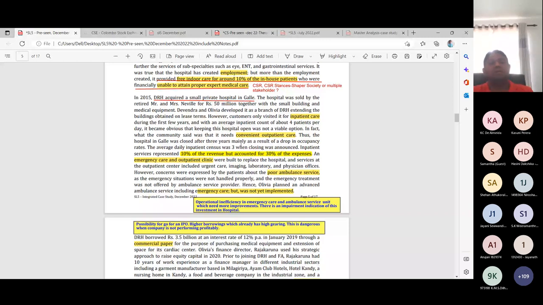That means like channeling, people come and get medicine from different doctors, and emergency care is also there. That may be similar to the inpatient one, only a part of it. They were built to replace the hospital, and services at the outpatient center include urgent care. Outpatient center is also there, right? Inpatient center is not the dominant part here. Outpatient center is the dominant part, no?